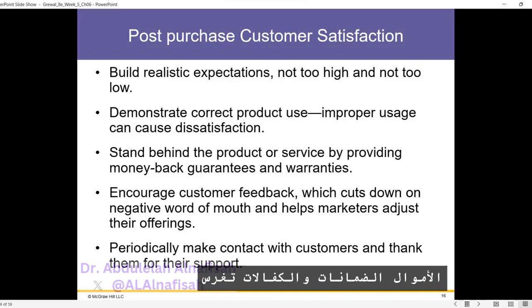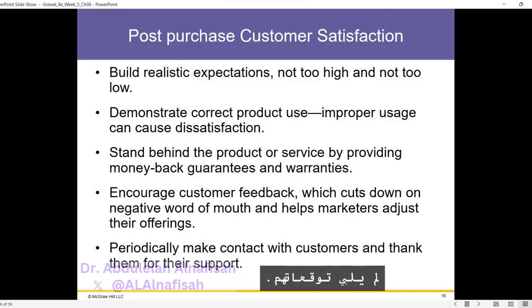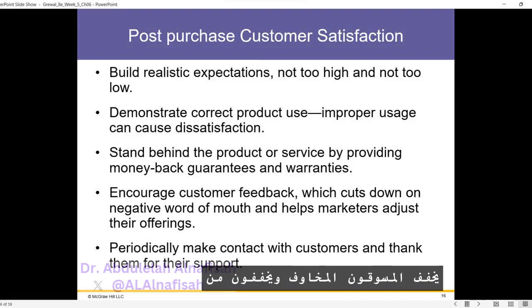Provide money-back guarantees and warranties. Offering money-back guarantees and warranties instills confidence in customers and demonstrates the marketer's commitment to product quality. These policies reassure customers that they can return or have their product repaired if it does not meet their expectations. By providing these assurances, marketers alleviate concerns and increase customer satisfaction.